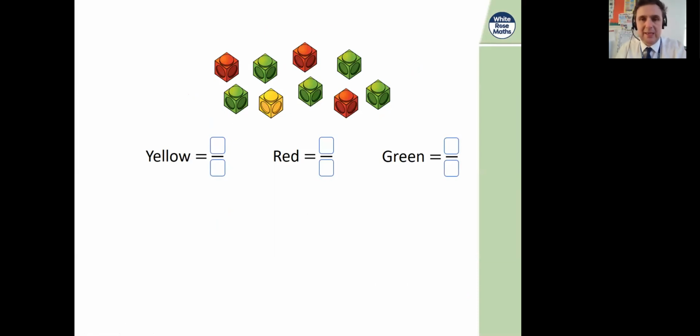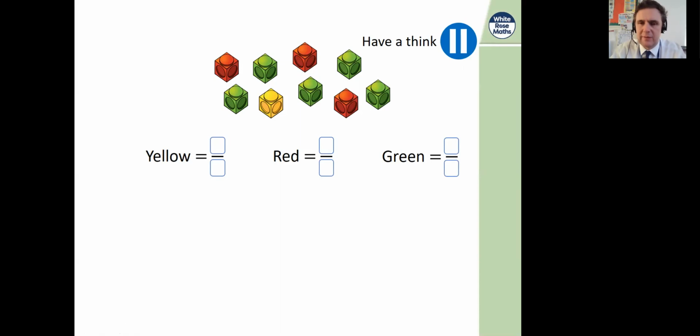Let's look at this set here. You can see there that we've got some cubes. Some of them are red, some are green, some are yellow. How many cubes do we have altogether? We can count those up, and we know that we've got 9 cubes. So, can you think about what the fractions are going to be? What fraction of the shapes are yellow? What fraction of the shapes are red? And what fraction of the shapes are green?